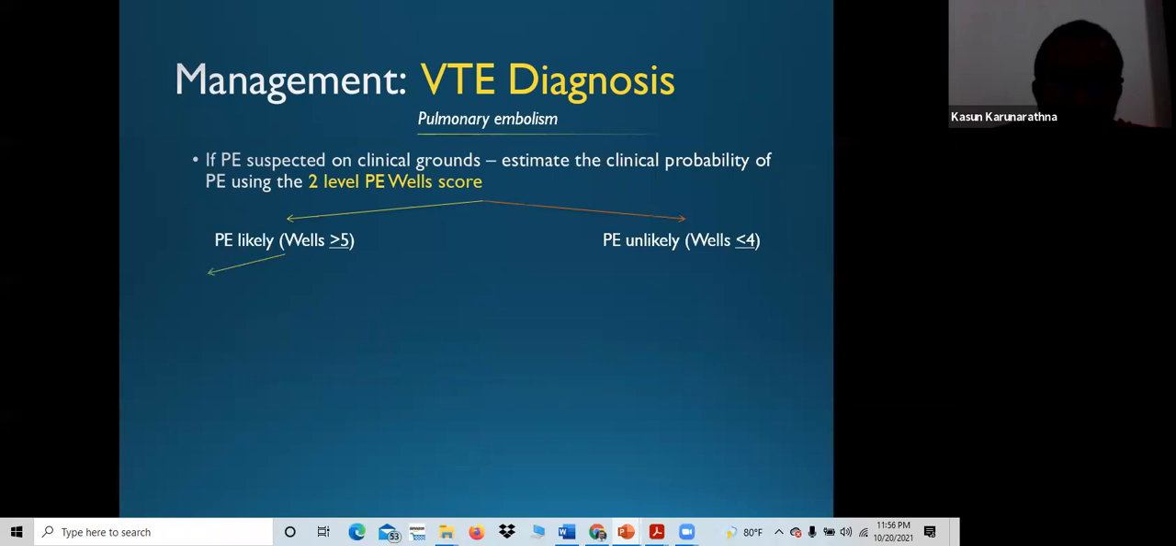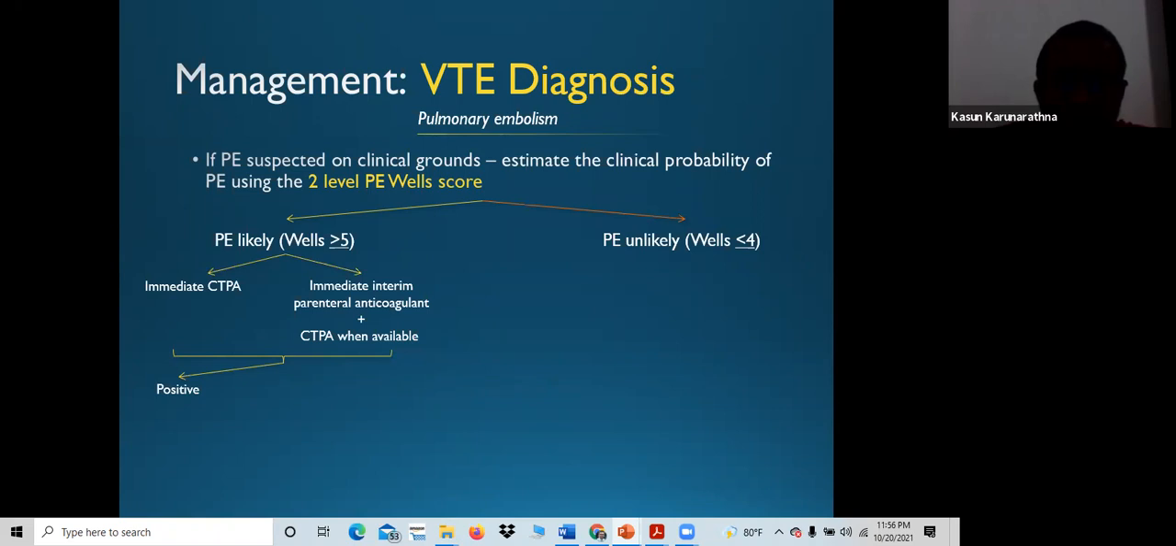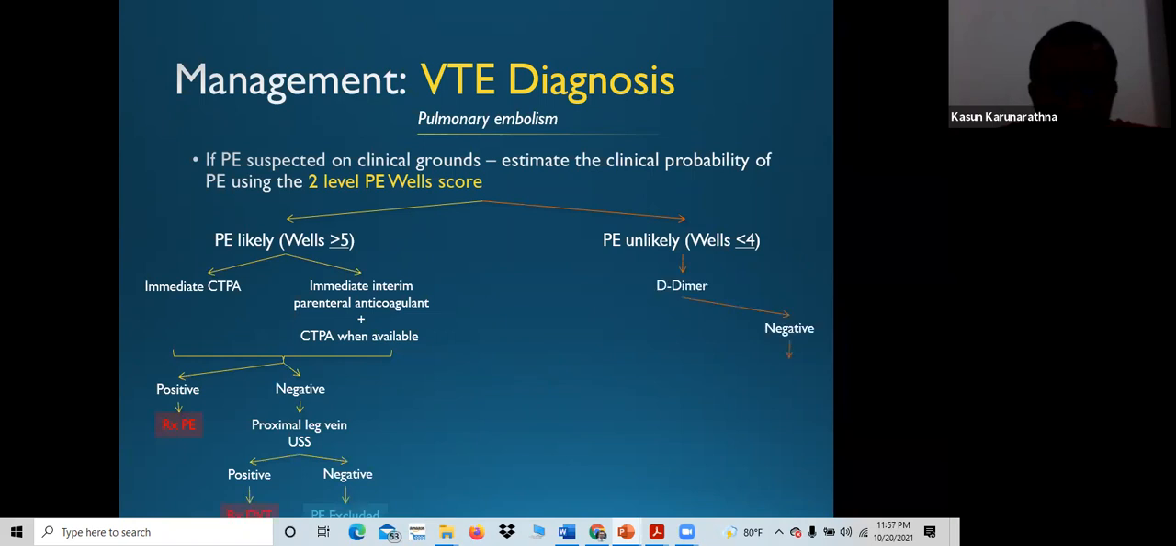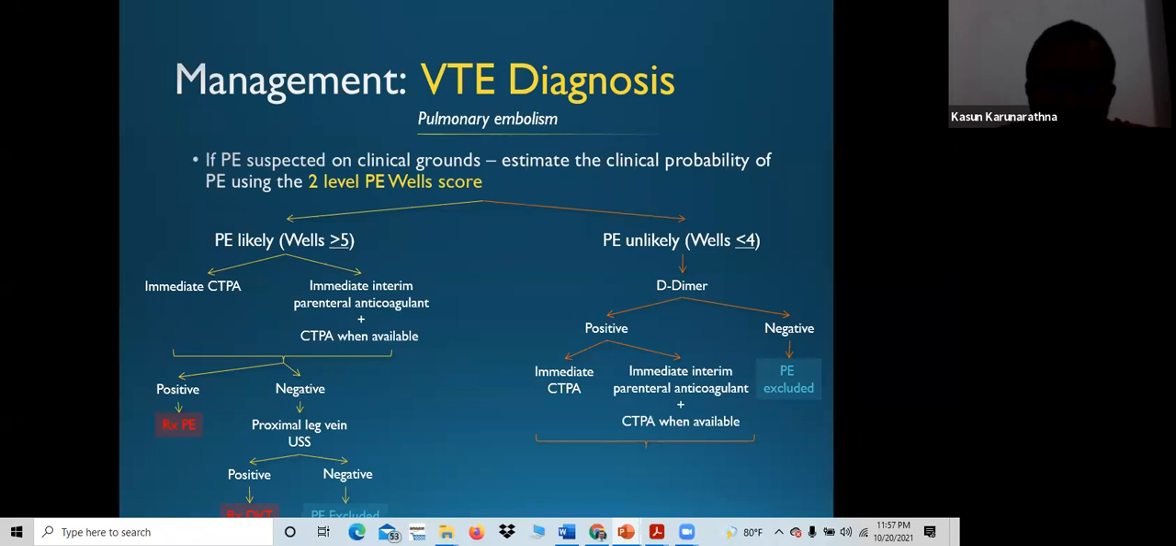If we suspect pulmonary embolism, immediate CT pulmonary angiogram and immediate interim parenteral anticoagulation. Either you go for immediate CTPA or you start anticoagulation, then do the CT pulmonary angiogram when available, right? If it is pulmonary embolism, unlikely to do the D-dimer. If it is positive, go with angiogram.